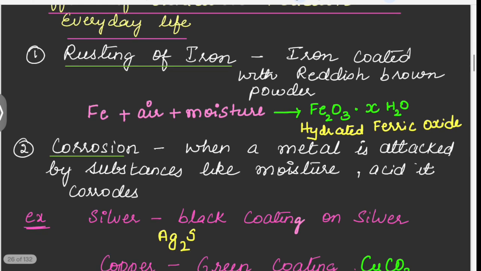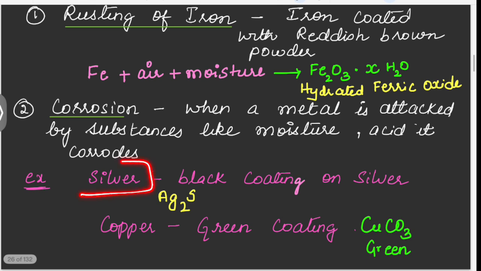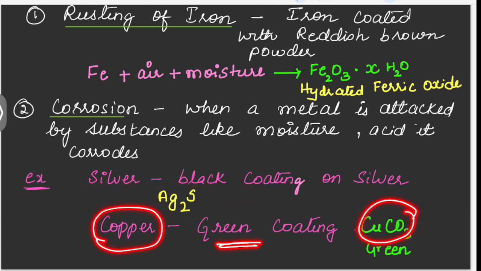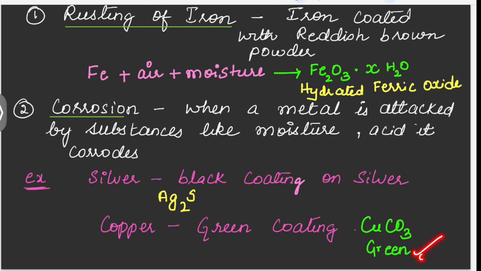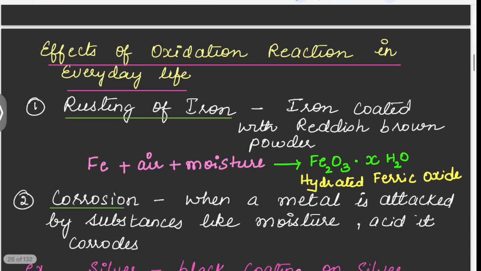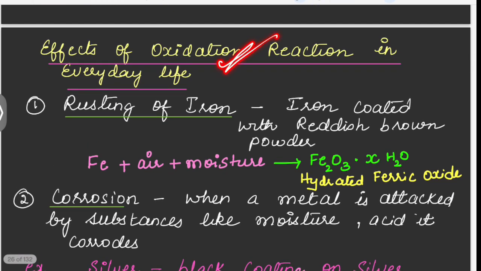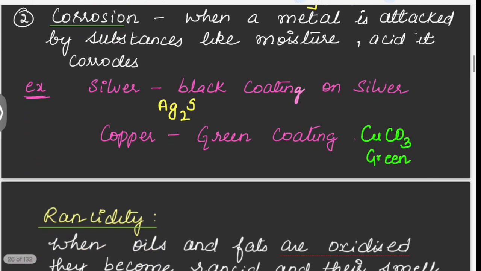So rusting of iron you have to learn, and under corrosion two examples you need to learn, that is for silver and another is for copper. Silver, you can see black coating because silver sulfide is formed. Copper, you can see green coating because copper carbonate is formed, which is green in color. So this is about effects of oxidation in everyday life.